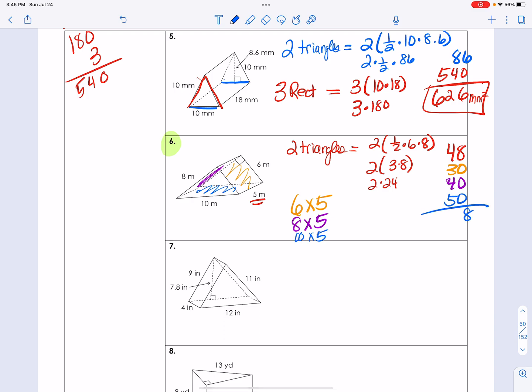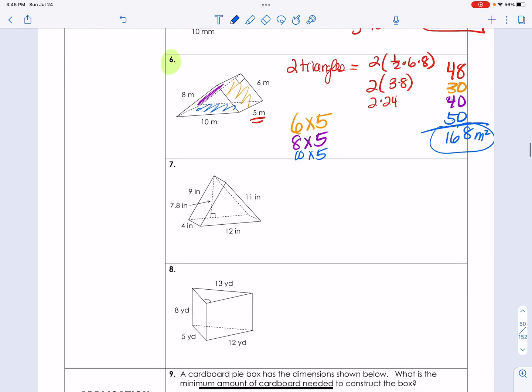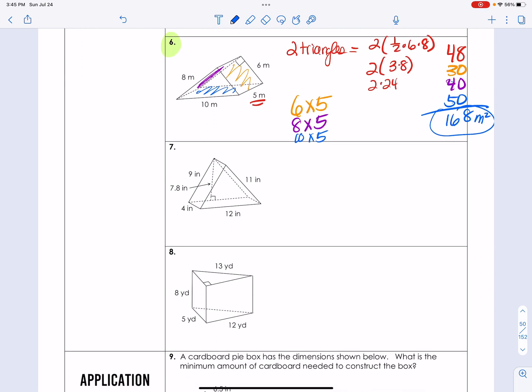So if I add those up, there's 8, and then 7, 11, 16. So my answer is 168 meters squared. Okay, so you have the 2 triangles, and then you do the rest of them. Okay, I would like you to pause the video and do number 7.